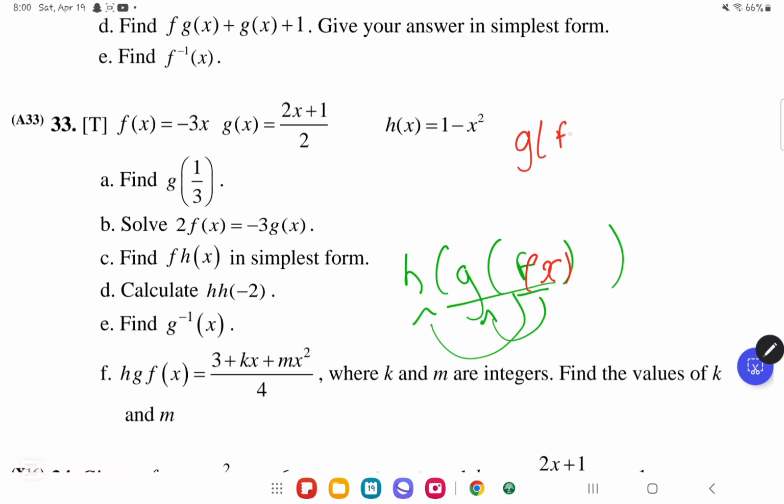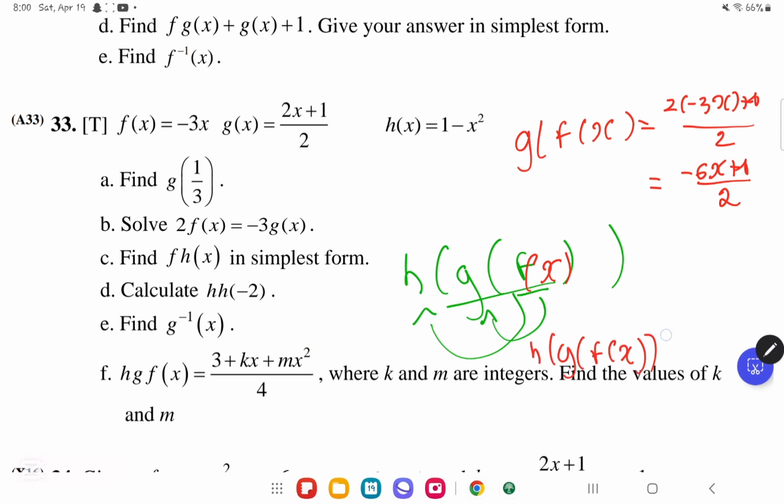So now gfx is equal to 2 times minus 3x plus 1 over 2. So it's equal to minus 6x plus 1 over 2. Now you're going to put it into h. So it's going to be h of g of f of x. It is equal to 1 minus, and instead of the x squared, you can put minus 6x plus 1 over 2 squared.